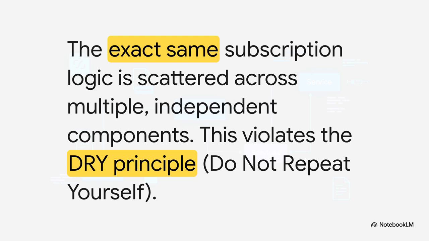Before you know it, you've got the same chunk of subscription logic scattered all over your app. Component A has a copy, component B has its own copy, component C has another. Each one is in its own little world, completely unaware that the others even exist. And look, it might seem harmless at first, but trust me, it's a ticking time bomb.